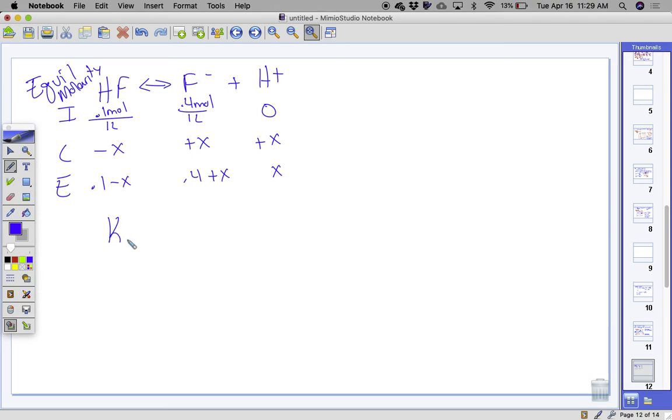And now we have to have the Ka of HF, which was 6.6 times 10 to the negative fourth. Did I remember that right? Yes. All right, equals x times 0.4 plus x over 0.1 minus x. We're going to ignore these x's. So we have 4x. And then when we divide, what do we get for x?